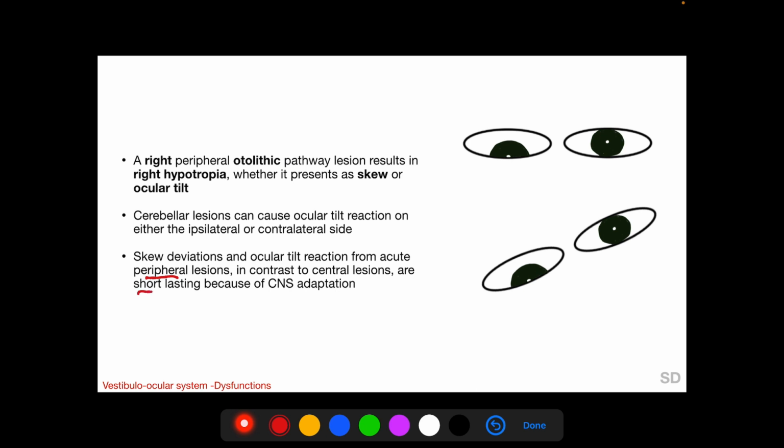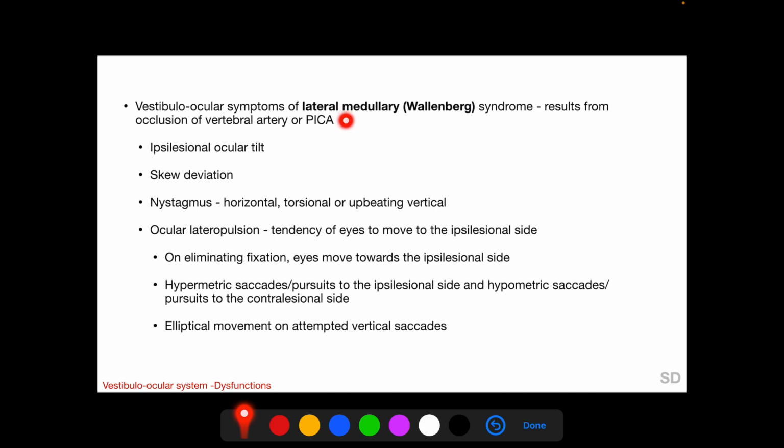Lateral medullary syndrome or Wallenberg syndrome results from occlusion of the vertebral artery or the posterior inferior cerebellar artery, and lateral medullary syndromes may have vestibulo-ocular symptoms such as ipsilesional ocular tilt, skew deviation and nystagmus, which can be horizontal, torsional or upbeating vertical nystagmus.